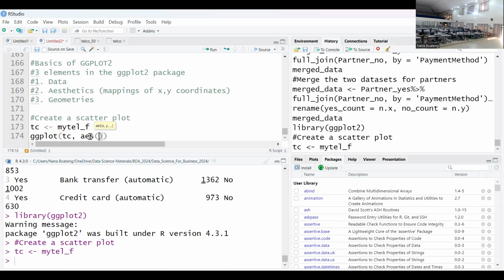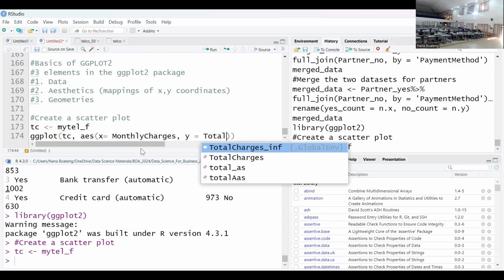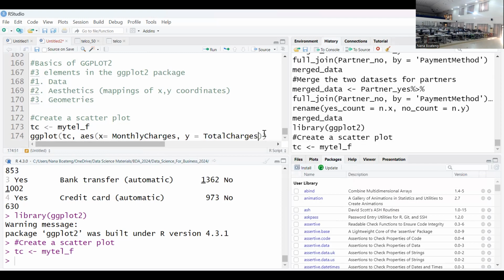So for the aesthetics, X, for now, let's say we want monthly charges on the X axis. Monthly charges, comma. Then the next axis is the Y. So let's specify the Y. The Y is equal to total charges. So now we've done the data, we've done the aesthetics.